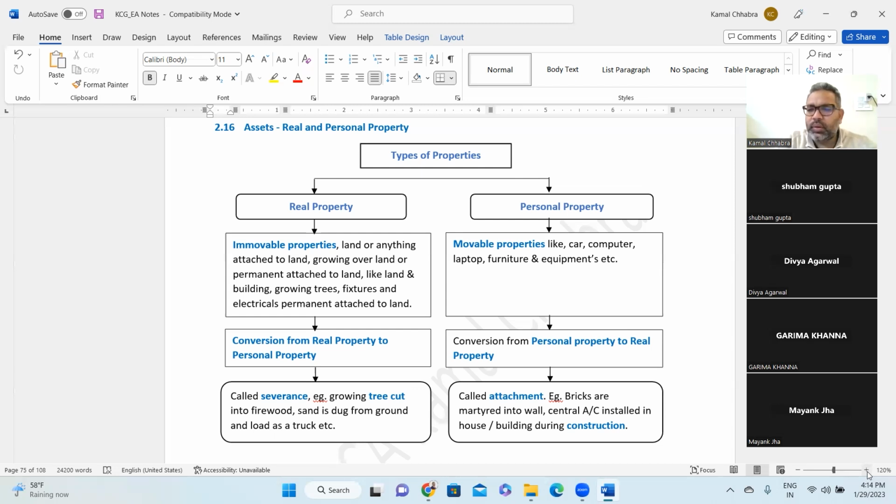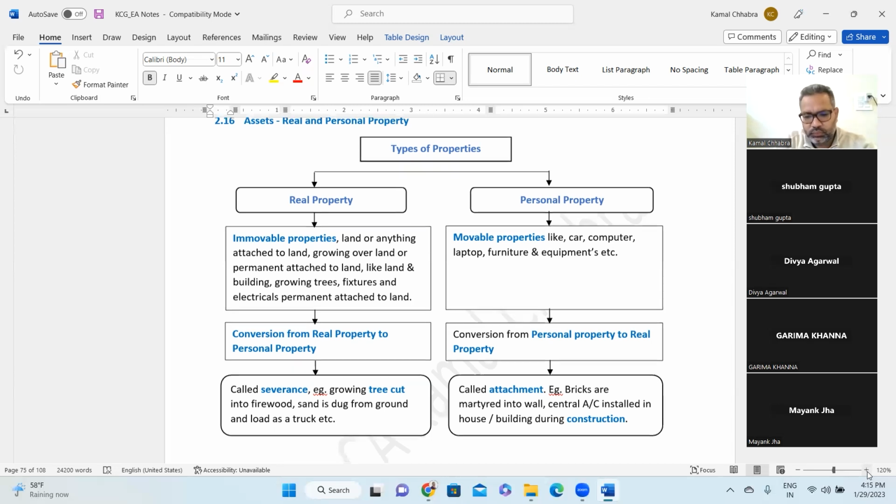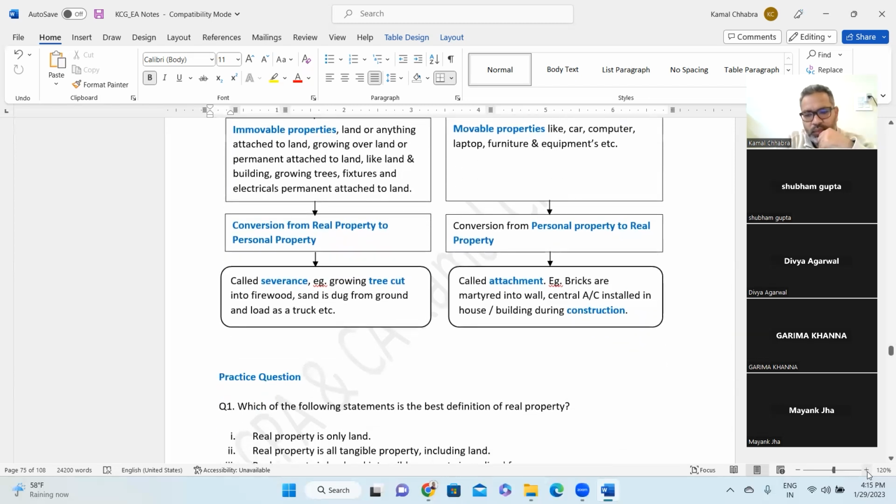Anyone would like to add any example or something? Mayank, Rajat. Bricks, automobile. And what is real property, Garima? Real property is normally the immovable properties, the assets, mainly land, building, trees, construction.